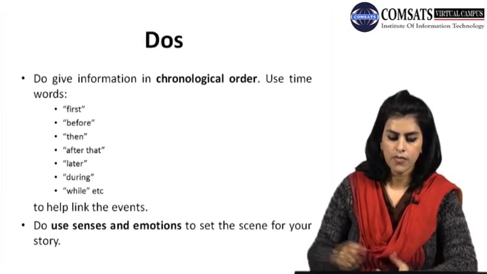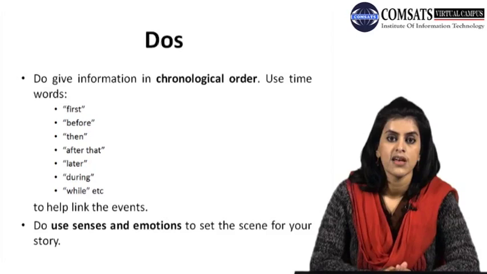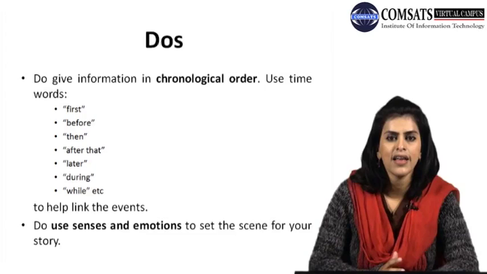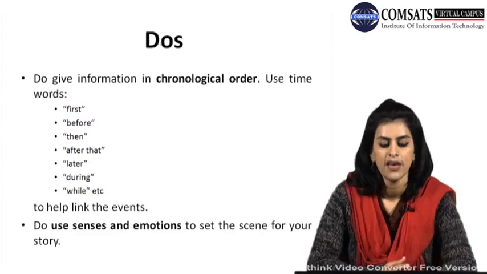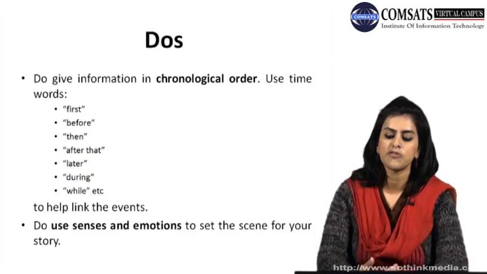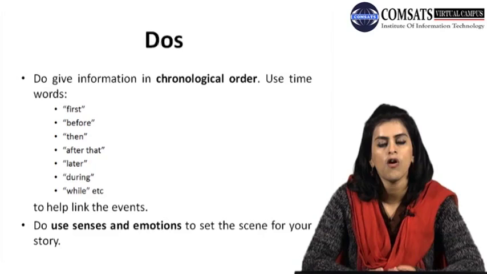Another thing that you are supposed to do while writing a narrative essay is to give information in chronological order. Use time words. Now, what are these time words? These time words are, for example, first, before, then, after that, later, during, while, and so on. These words make your writing go in a chronological way: first of all, then it happened, and after that, and during that time, while I was there. You can use them to make your narrative essay look better. It is also a very good way of linking your thoughts to one another.